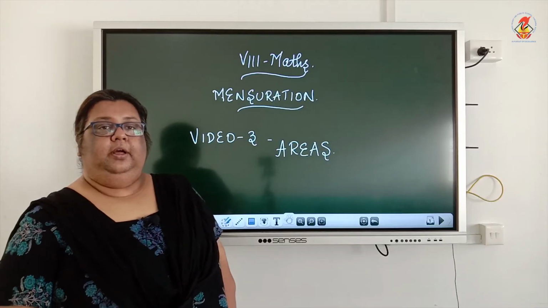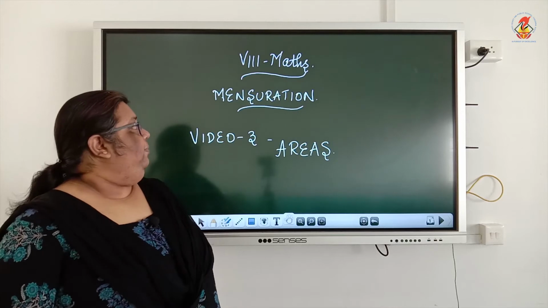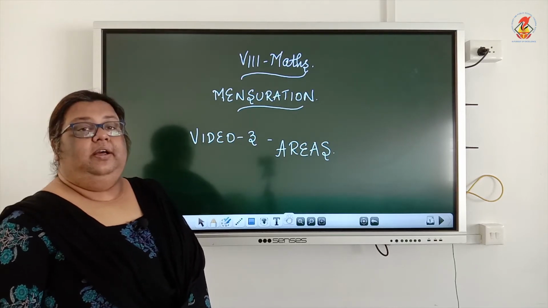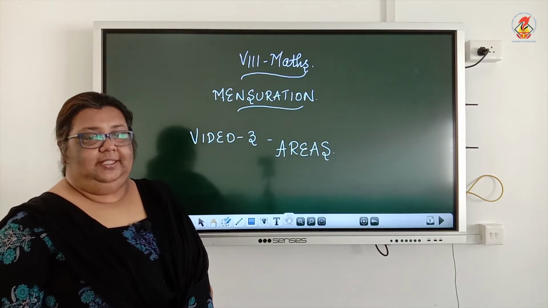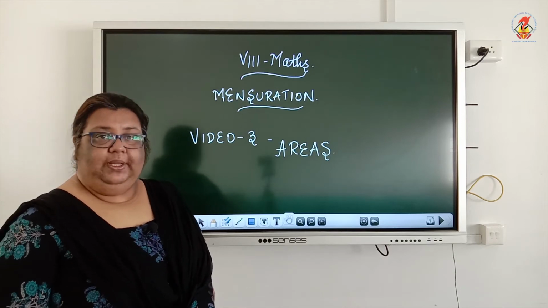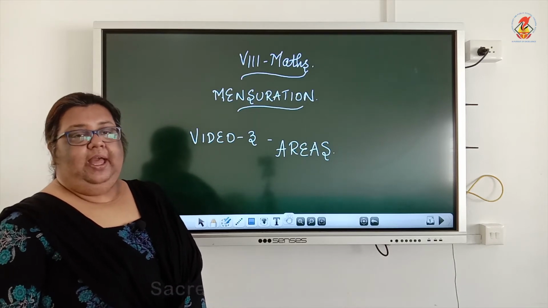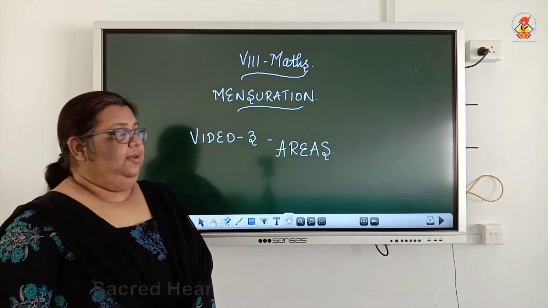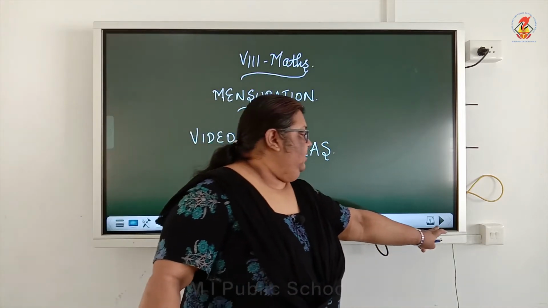Children, we'll continue with the chapter mensuration. A topic for today is areas. Areas of rhombus, trapezium and general quadrilateral. So shall we start?